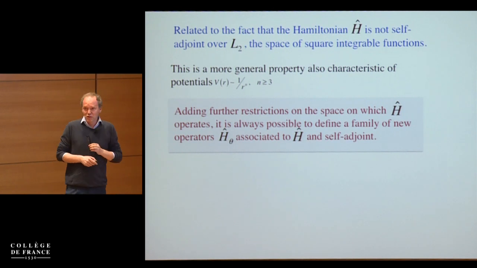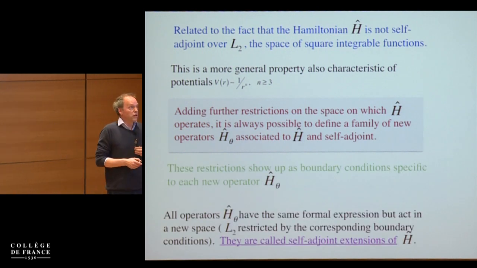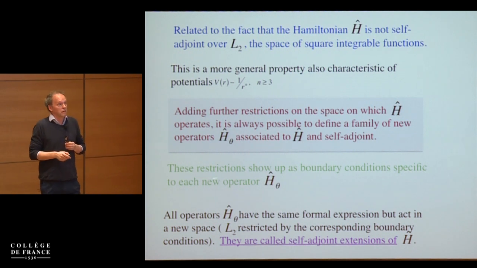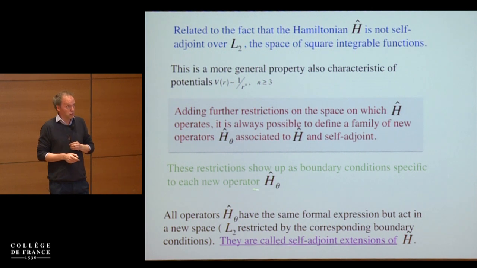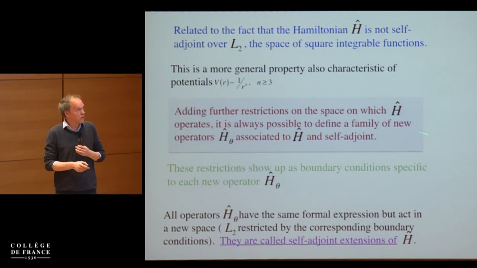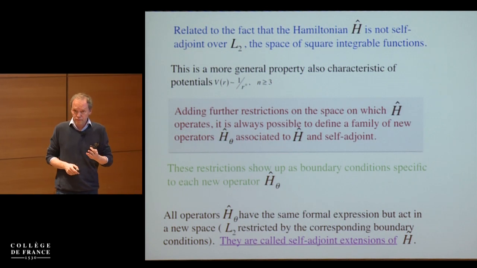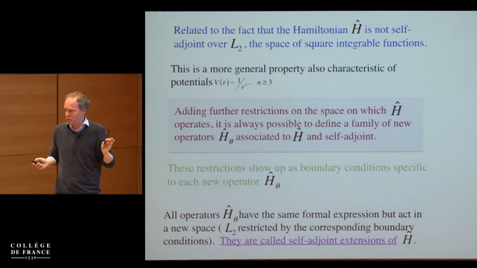So we know how to solve this kind of problem, and we know that if we add further restrictions on the space on which this Hamiltonian operates, it's always possible to define a family of new operators, parameterized by something that I call theta, which are associated with this Hamiltonian and are self-adjoint. Those restrictions show up, in fact, as a new set of boundary conditions that are specific to each of those Hamiltonians H theta. All operators H theta have the same formal expression as the initial one, but they act in another L2 space, which is the space restricted by the corresponding boundary conditions that we use here. Those operators are called self-adjoint extensions of H. So far, so good. This is basic quantum mechanics, the way that we love it.